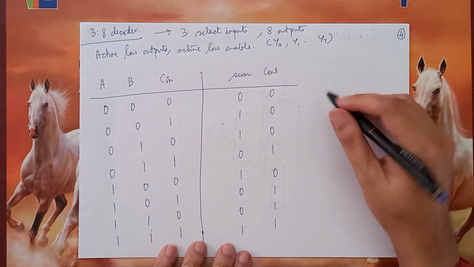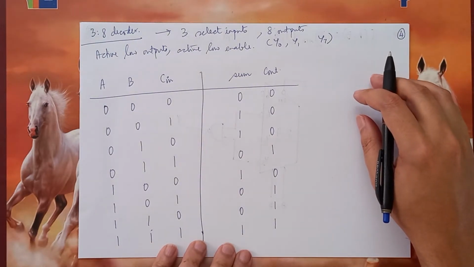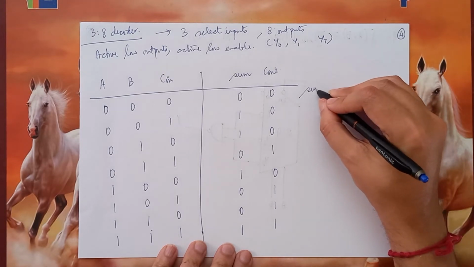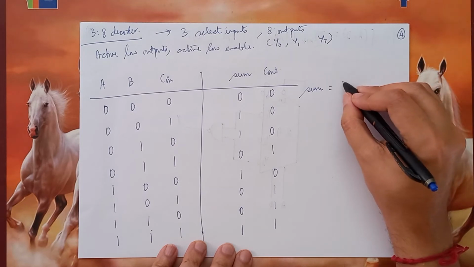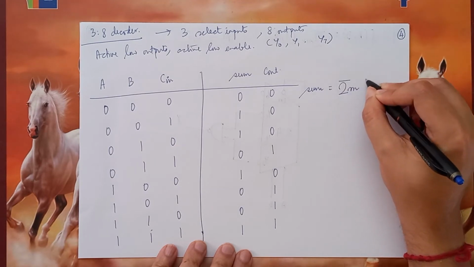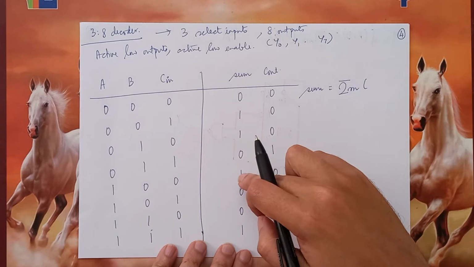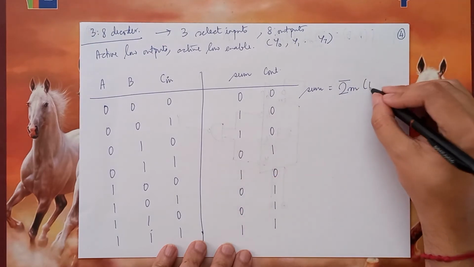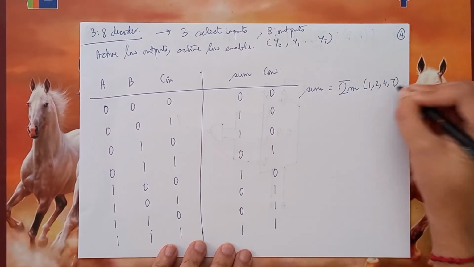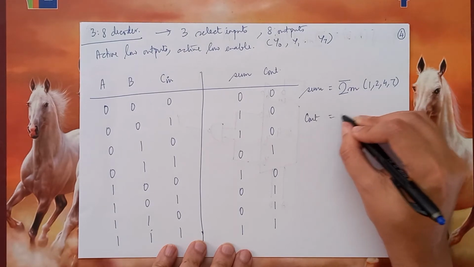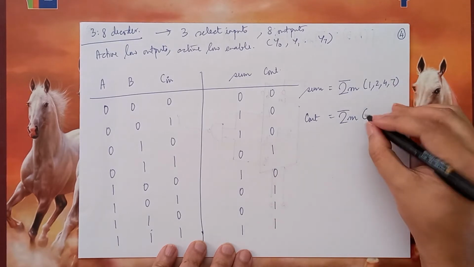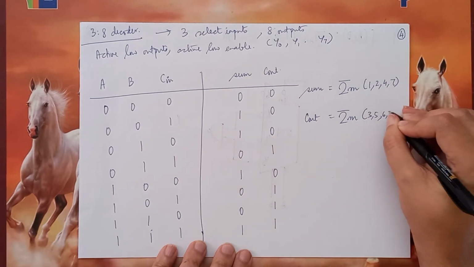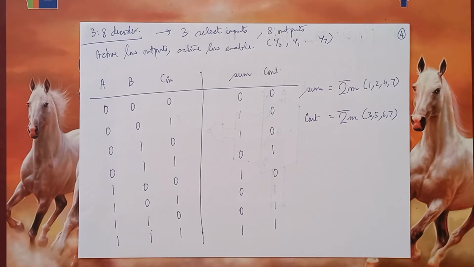So then, let's suppose we want to write the sum and cout in the condensed sum form. The minterms are 1, 2, 4 and 7 for sum. And for carry out, the minterms are 3, 5, 6 and 7. Now how do we realize this using a 3:8 decoder?